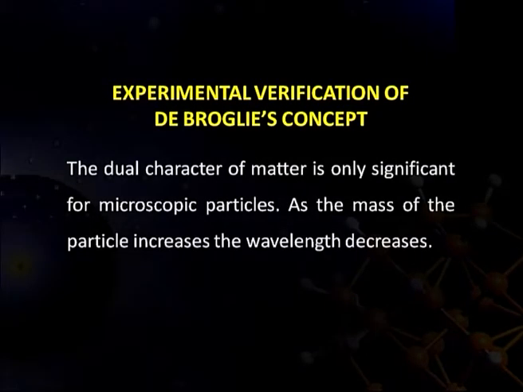The dual character of matter is only significant for microscopic particles. As the mass of the particle increases, the wavelength decreases. It may be so small for bigger particles that it cannot be measured. In other words, we can say that macroscopic bodies have no observable de Broglie wavelength. Electromagnetic waves and matter waves are totally different. Their differences are given in the following table.